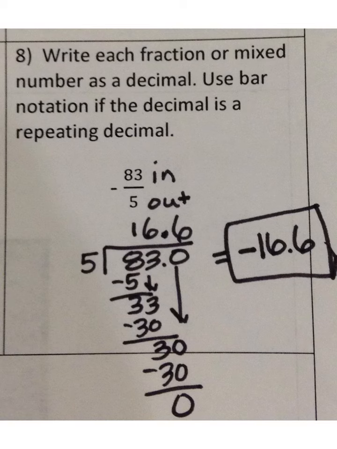So for this one, I did in and out. So we're doing 5 into 83. And here's my division, and it is a terminating decimal. I get 16 and 6/10. And then again, you have to remember that it was a negative. So it's going to be negative 16 and 6/10.